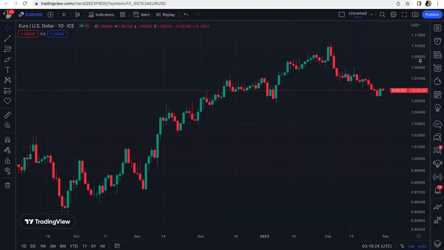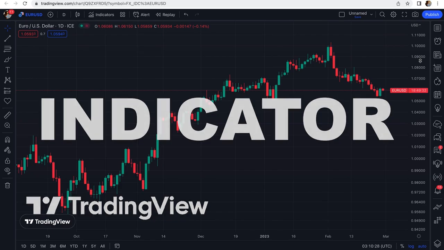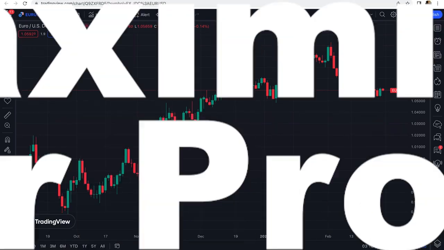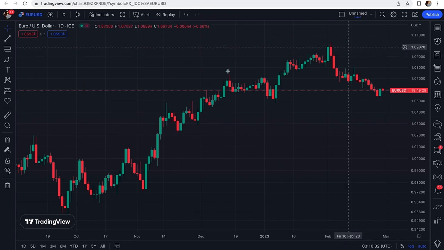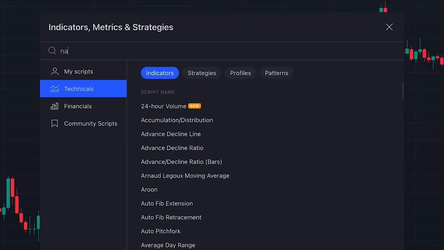In today's video, I want to introduce a very powerful indicator in TradingView that you can effectively use in your trading strategies to maximize your profit. To add this amazing indicator to our chart, here we click on indicators and we search Nadaraya-Watson.